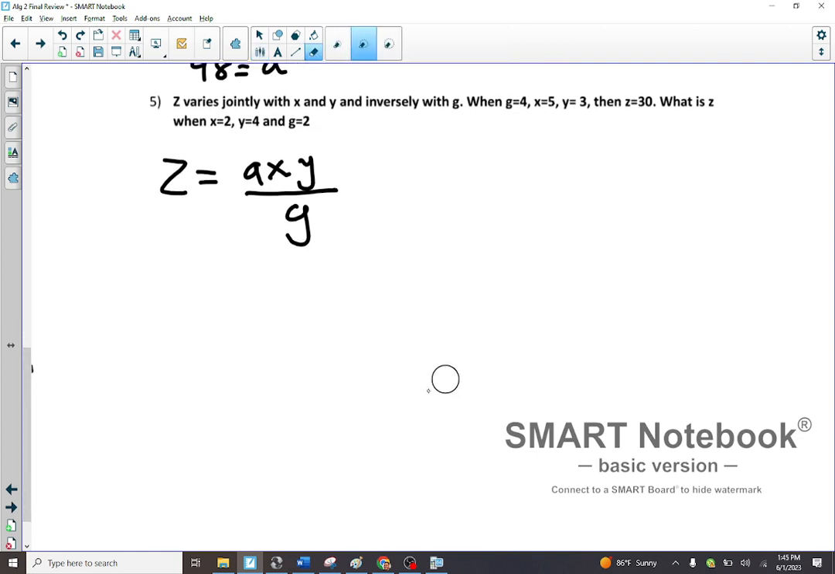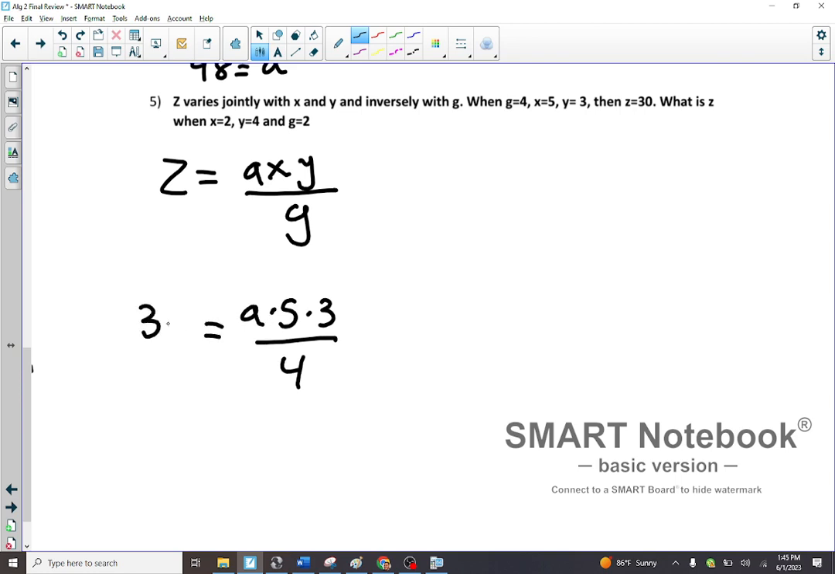So with that in mind, when g is 4, x is 5, y is 3, and z is 30, let's find a in that scenario. So 15 over 4 times 4 on both sides, divided by 15. Do a little bit of quick math. 60 equals a. No, not 60, just 6.